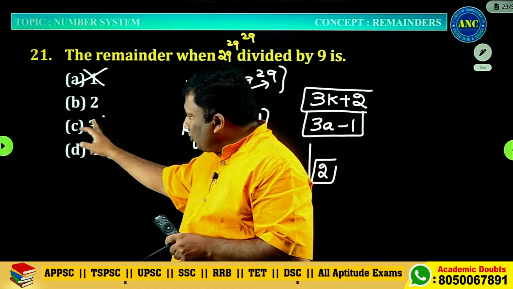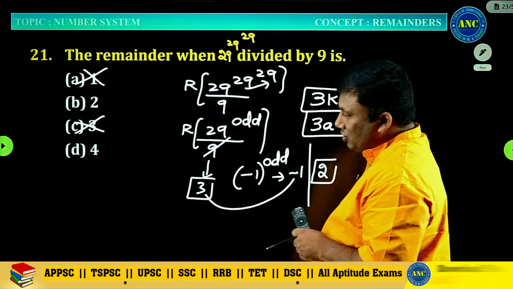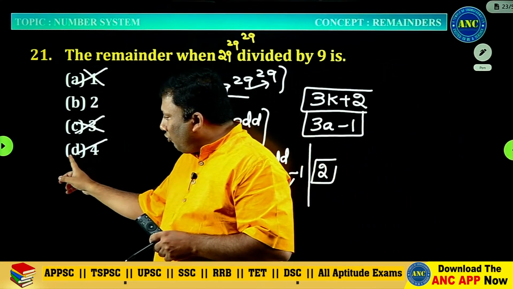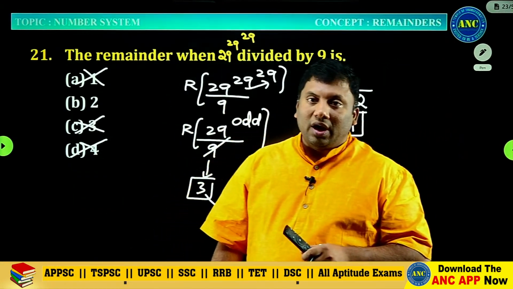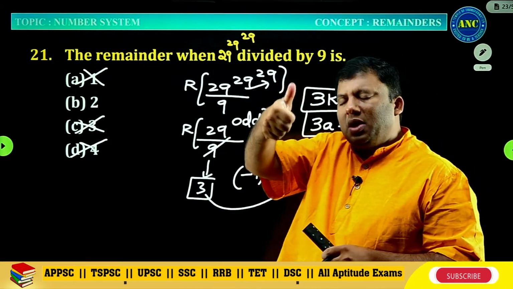Out. 3 is perfectly divided by 3. It should give remainder plus 2. 4 when divided by 3 gives 1, but it should give you minus 1. Are you all with me?